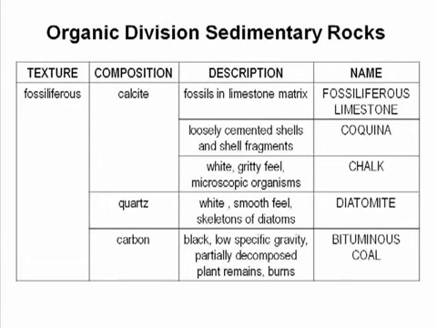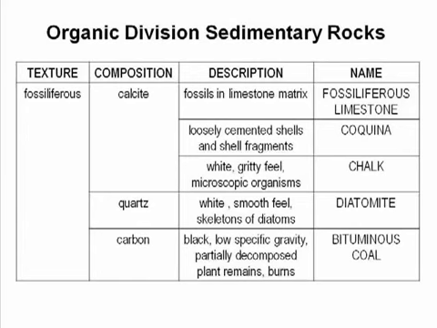Fossils of calcite compose fossiliferous limestone, coquina, and chalk. Fossiliferous limestone is limestone containing many fossils. Coquina is made of shell fragments and loosely cemented. Chalk is composed of microscopic calcareous organisms. It is smooth, white, and feels gritty.